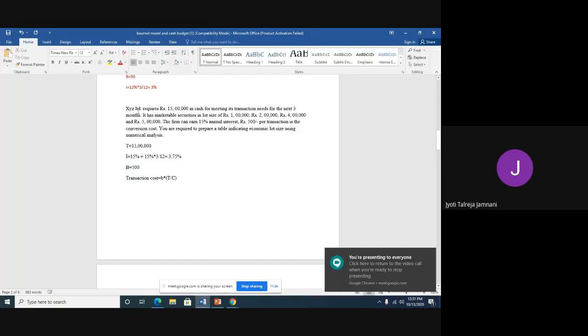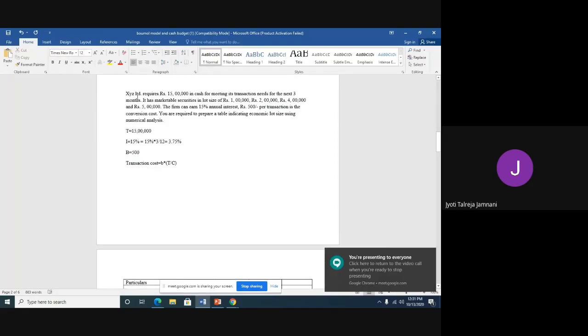So this was the first problem. XYZ Limited required 15 lakh as a cash requirement for the next 3 months. It has marketable securities in the lot size of 1 lakh, 2 lakh, 4 lakh and 5 lakh. The firm can earn 15% annual interest. Rupees 500 per transaction is the conversion cost. You are required to prepare a table indicating economic lot size using numerical analysis.